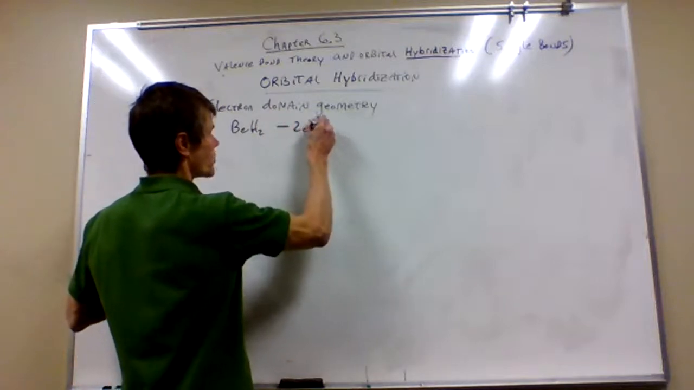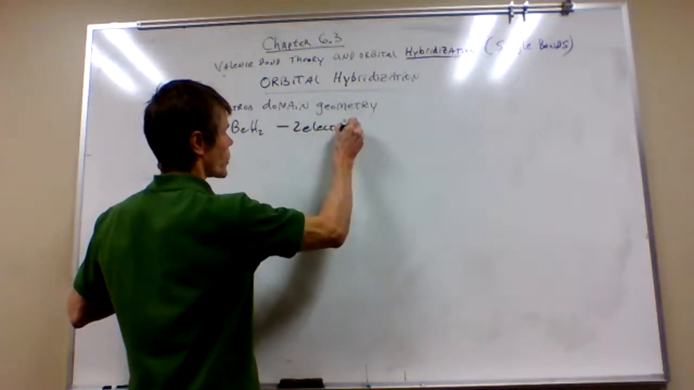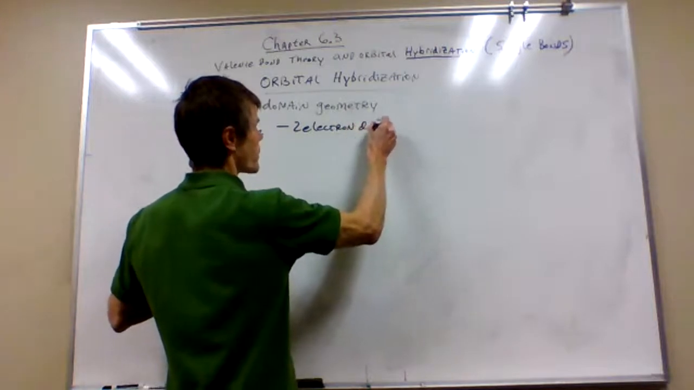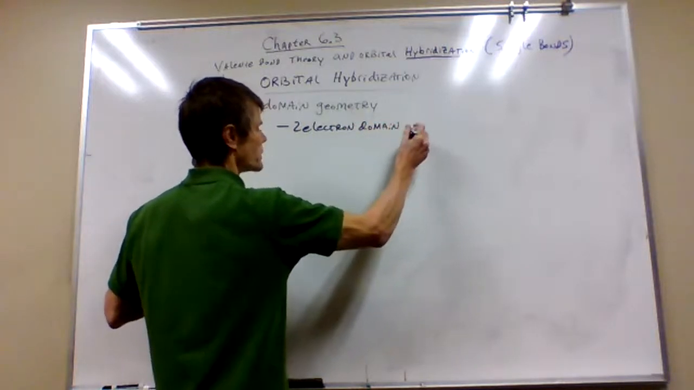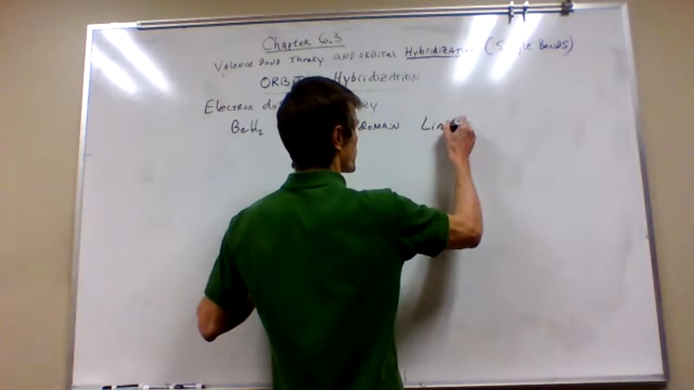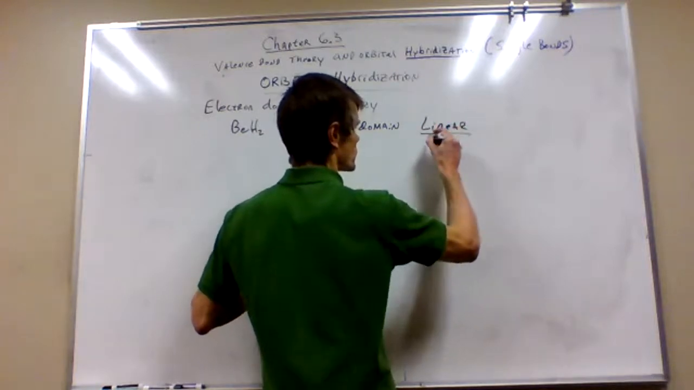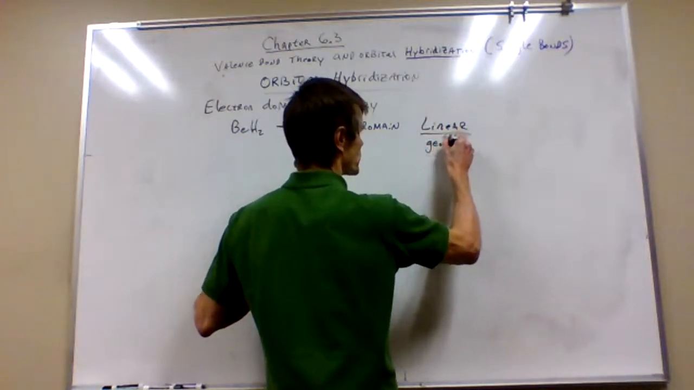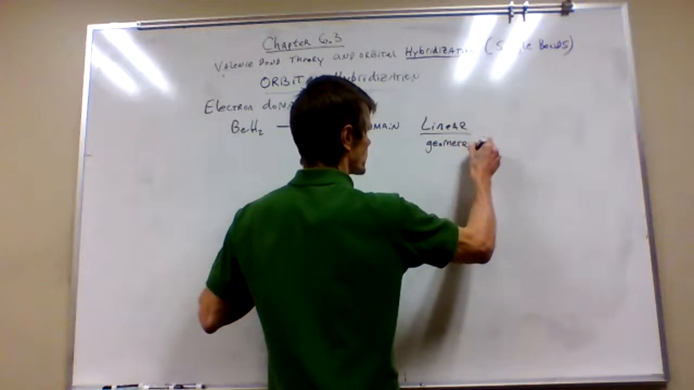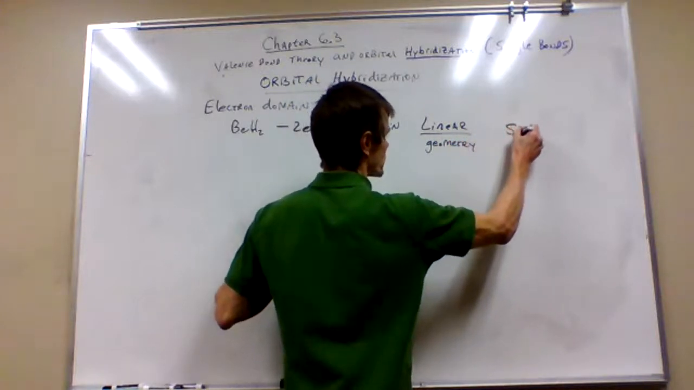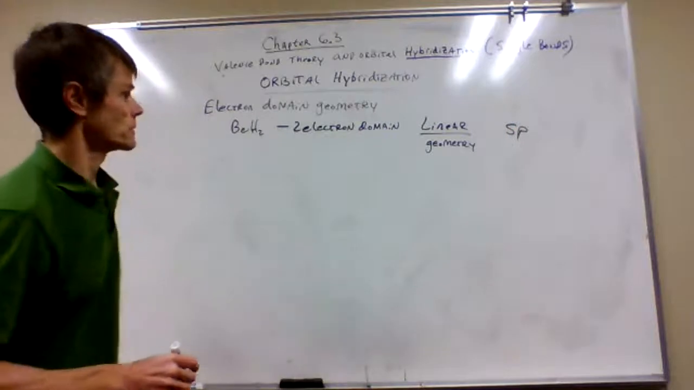Two electron domains, and they're all involved in bonding. So it's linear geometry. And we expect sp hybridization.